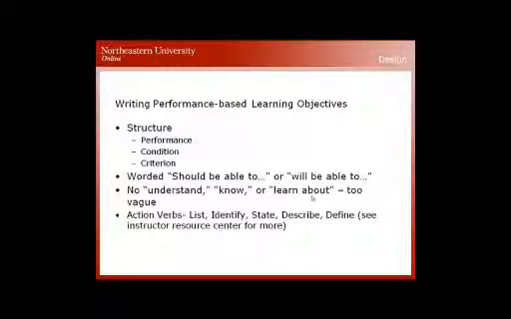And consider using something along the lines of have the opportunity to. Avoid vague terms like understand or know, and try to think about how to assess their understanding and use of the verb. Try to be as specific as possible using action verbs such as list, identify, state, discuss, describe, define, solve, compare, and contrast. Let's take a look at an example.